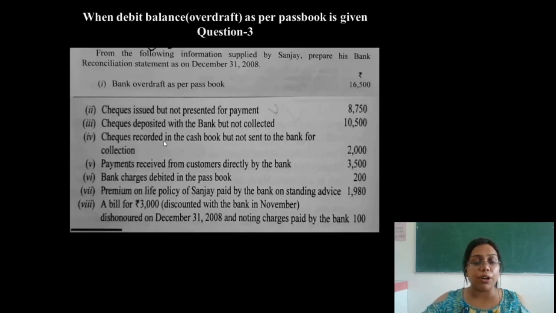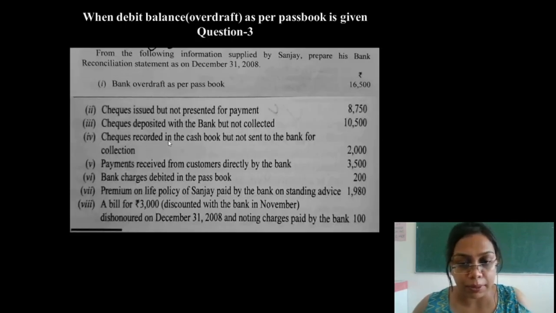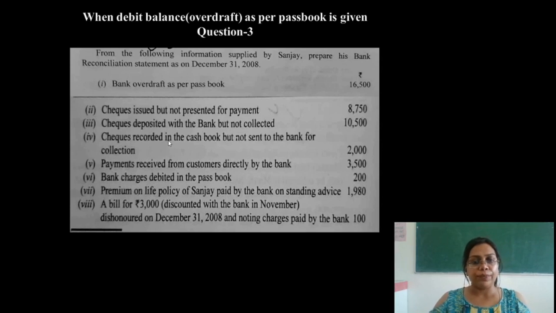Now next, checks recorded in the cash book but not yet sent to the bank for collection. So again, same situation, checks had been recorded. Some checks that I would have sent to bank for collection, I have not collected the payment from those checks, but I have recorded in my cash book that I will receive this amount from these checks. So I have increased the amount in my cash book.